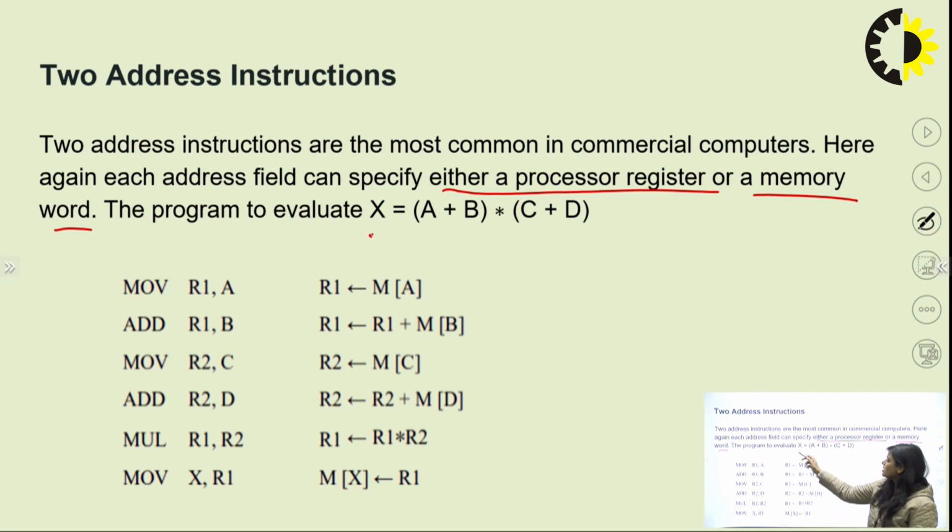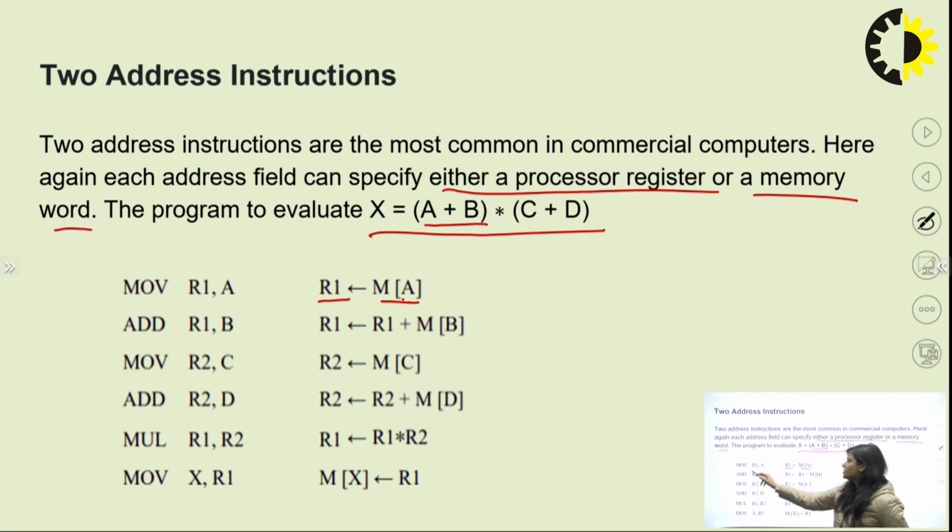Again we have the same example, and we have to evaluate this expression using 2 address instruction. Here we have only 2 address fields: the first can be a processor register and the other a memory word. Let's solve it. In the first step we are going to resolve the A plus B part. We take M of A, the memory location of A, and move its content into R1, which is written as MOV R1, A.